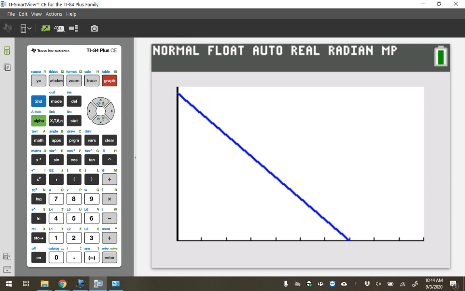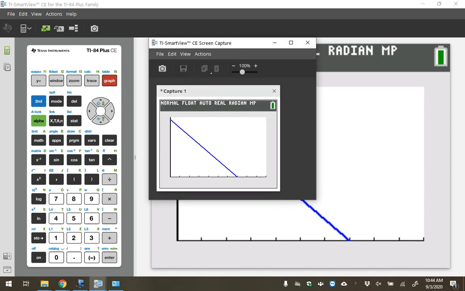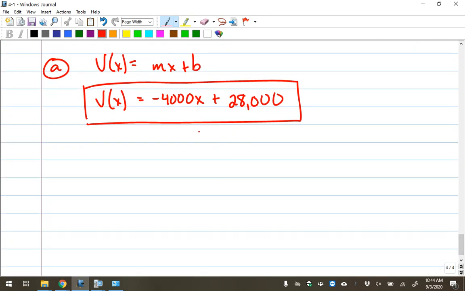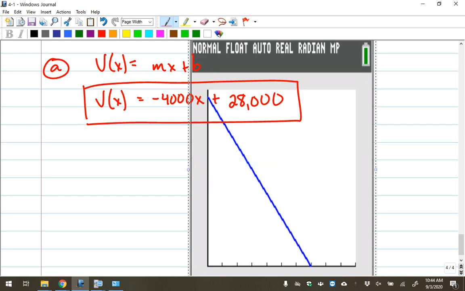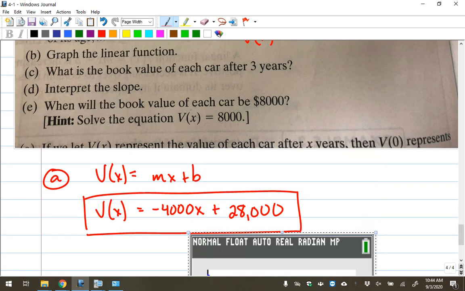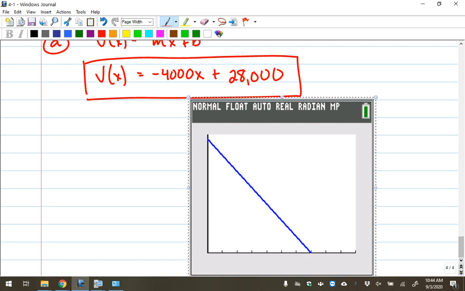I'm going to copy and paste that to my notes just so that we can see that. And go to notes and paste. And it kind of distorted it, so that's all right. So there's that nice picture. So there's the B part. It's the graph of that thing. Okay. And then C part, I go back up here to the problem.